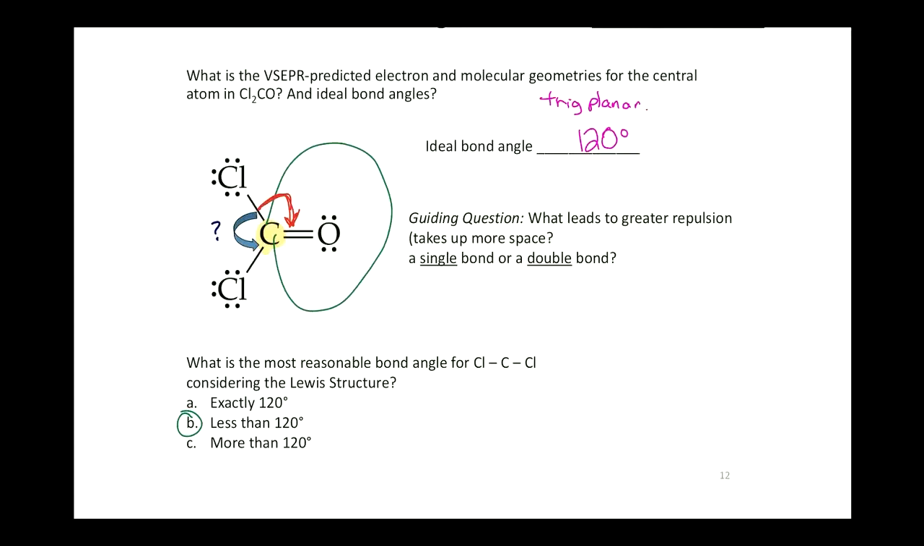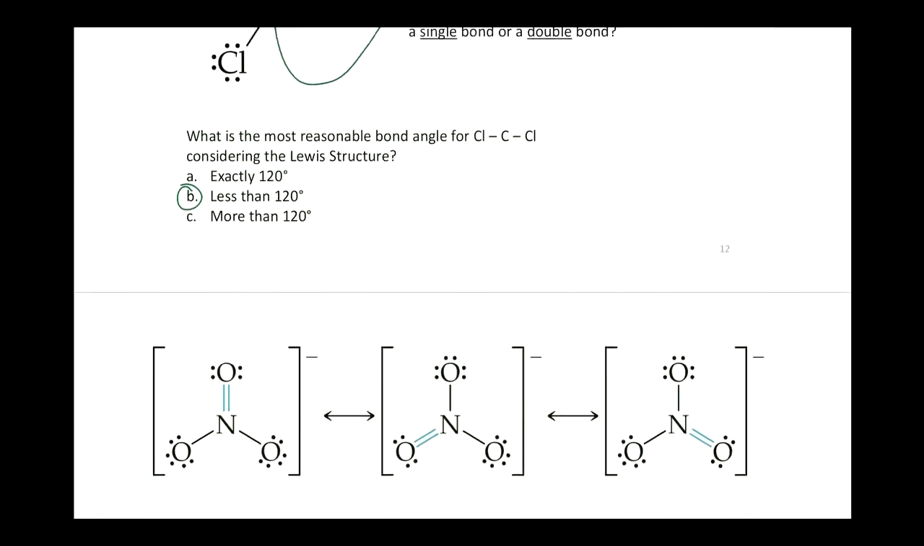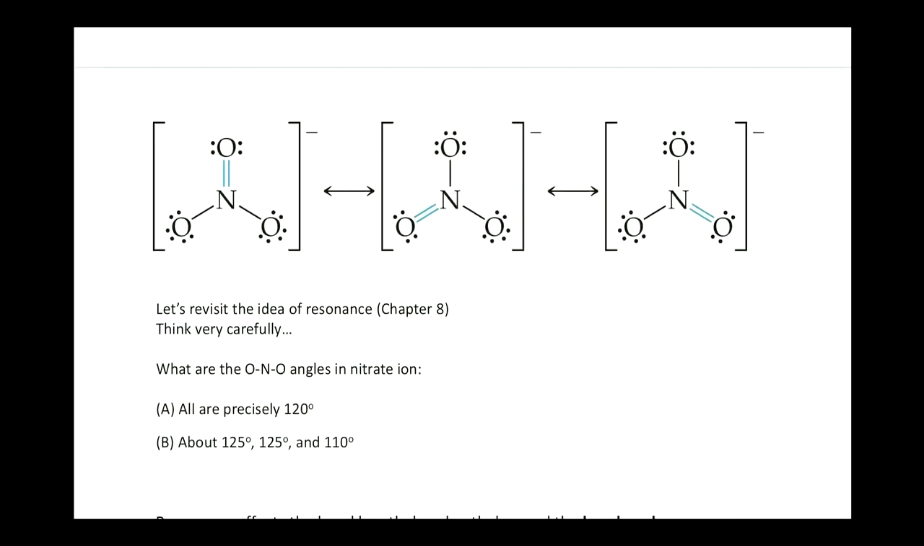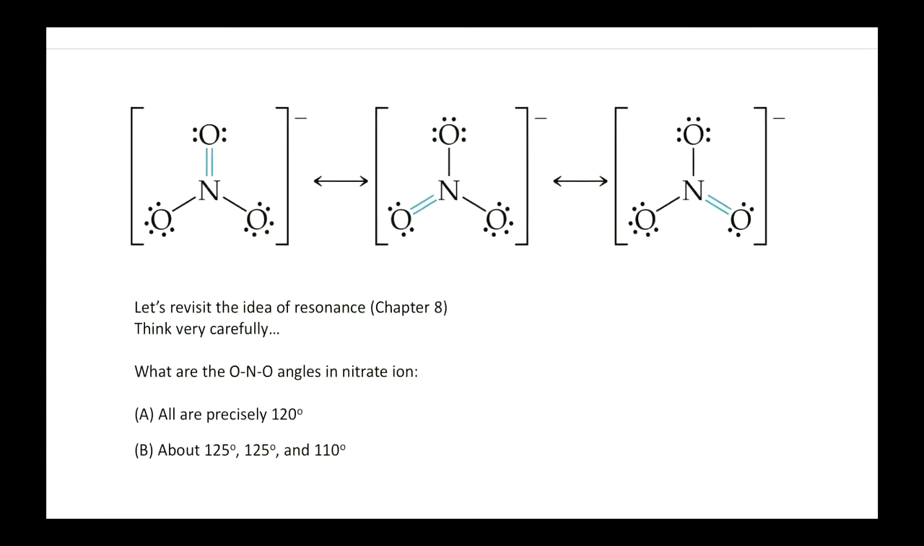You just have to remember, oh, double bonds take up more room, lone pairs take up more room, so you'll deviate a little bit there. All right, quick question. Let's do this one actually. What about in nitrate? What do we think the O-N-O bond angles are in nitrate?